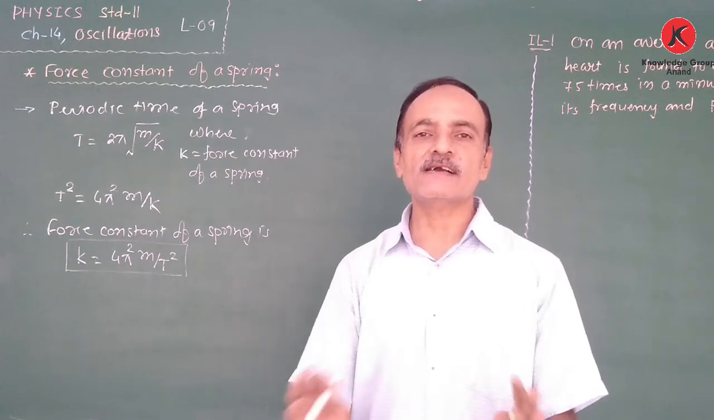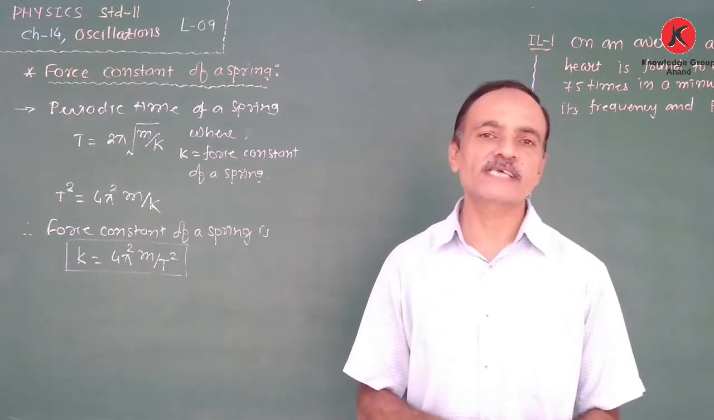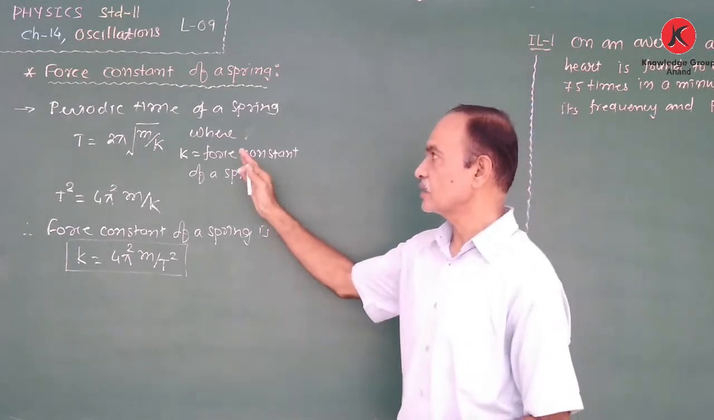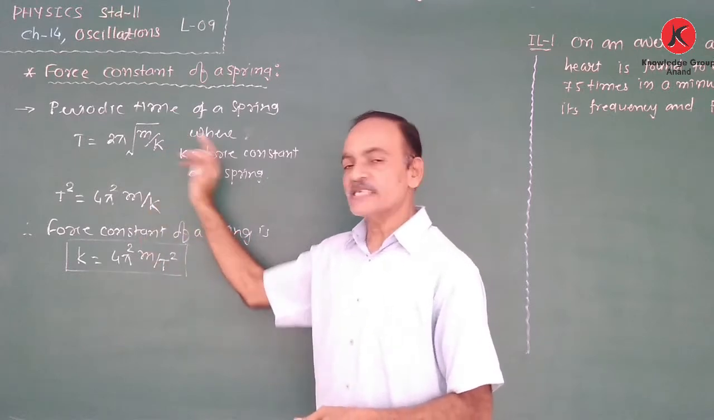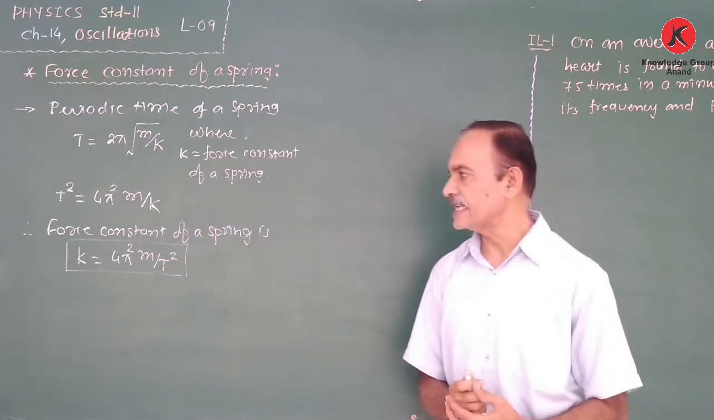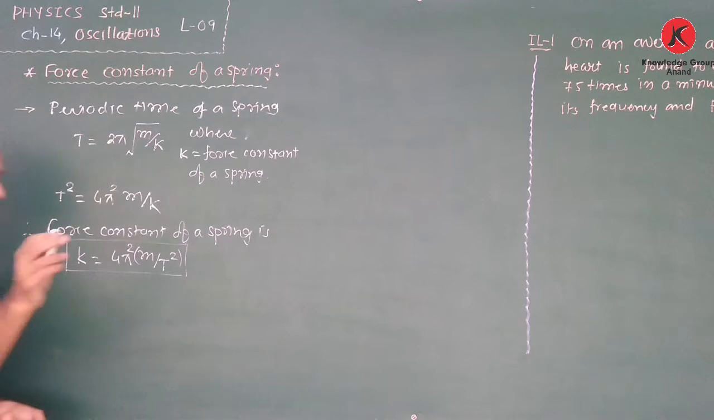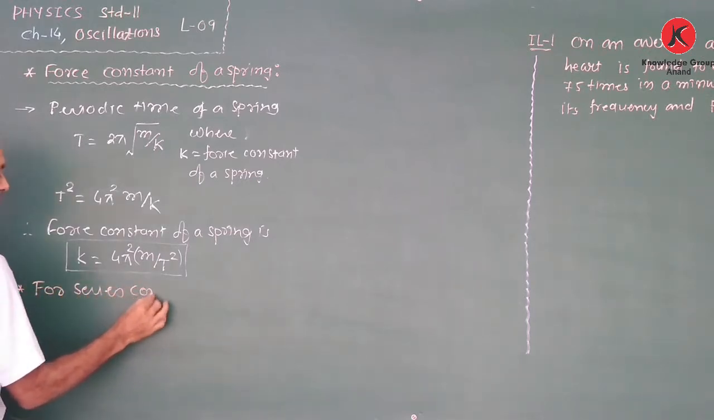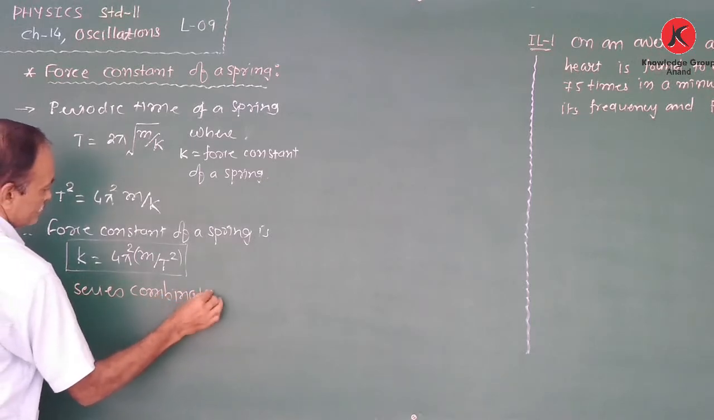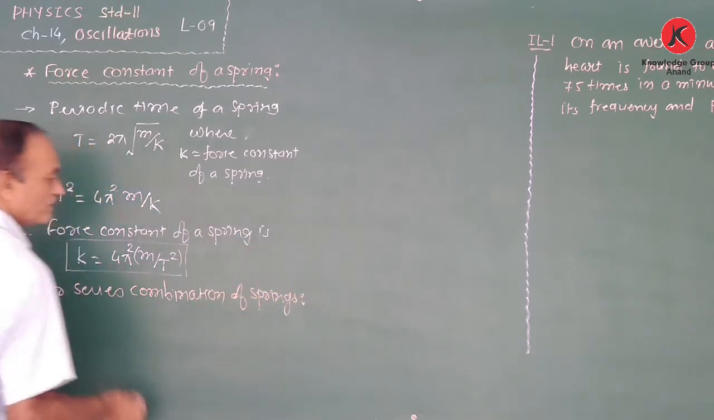Suppose that two springs are connected in series. Different cases are asked in NEET level exams and also in other competitive exams. For that purpose, first, the periodic time of a spring is T is equal to 2 pi under root of m upon K, and using this equation we find the force constant K is equal to 4 pi square m upon T square. Now, for series combination of springs, what is the equivalent force constant?